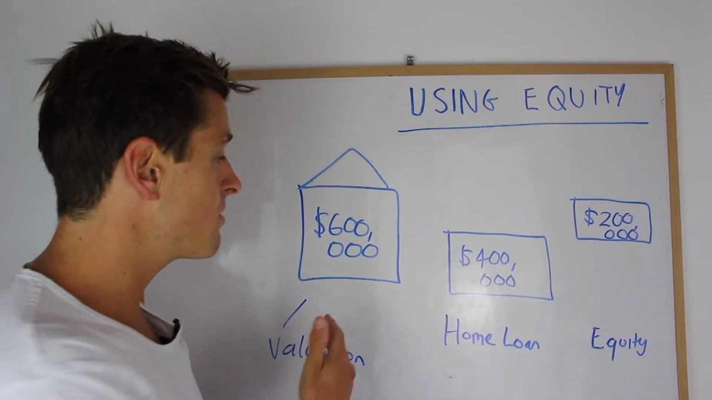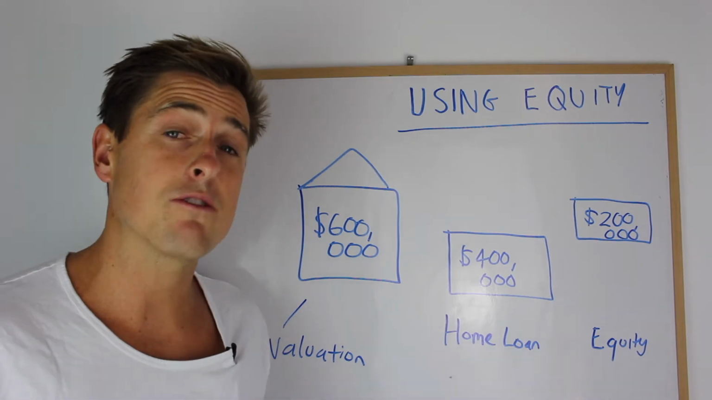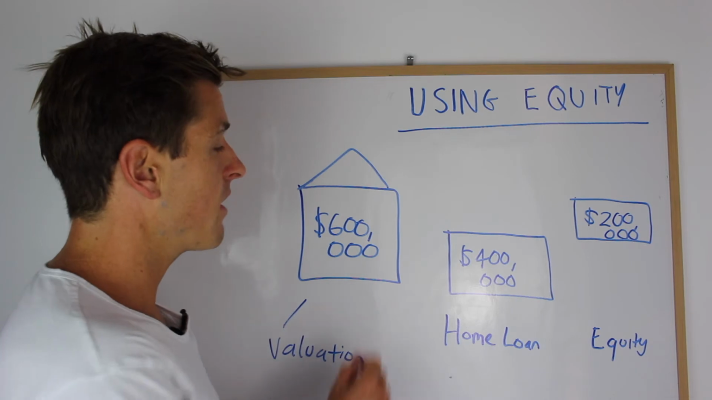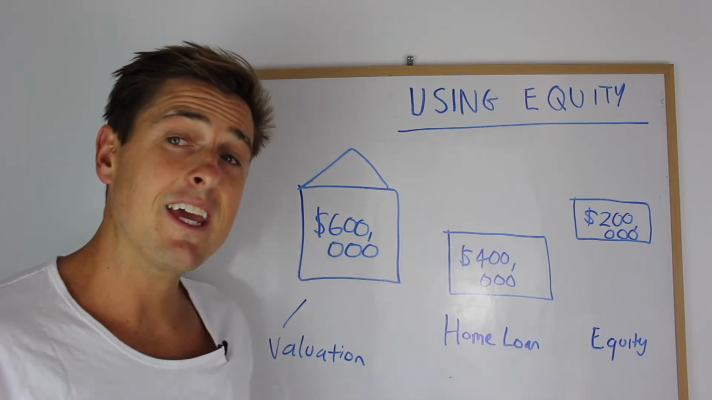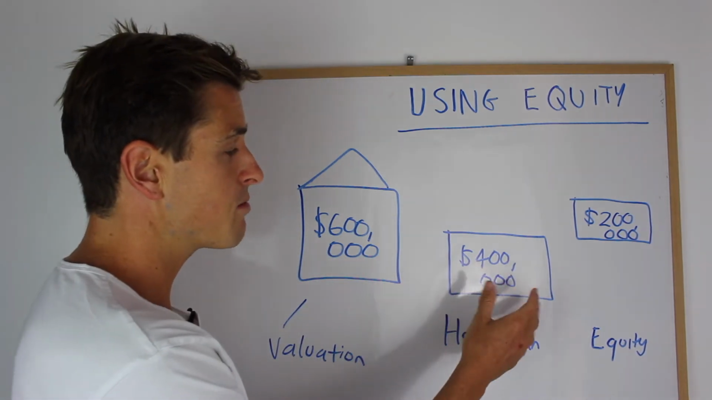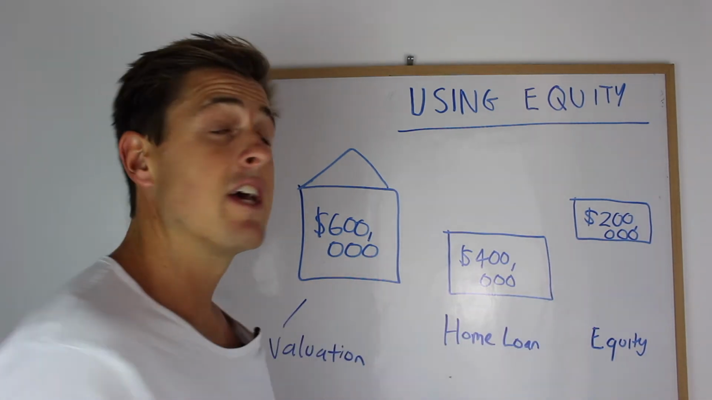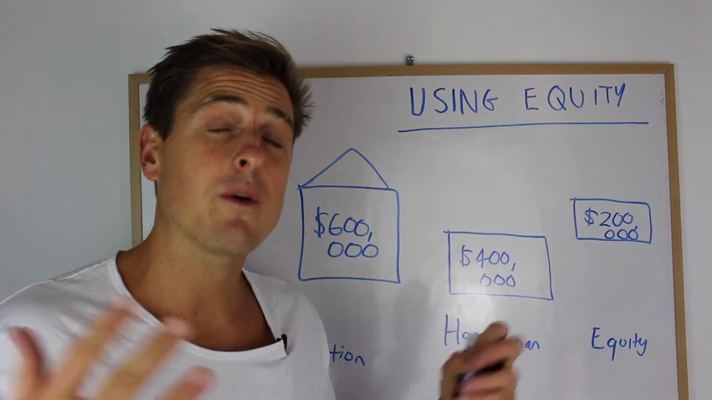Effectively, they will send someone out to your home, or maybe they'll do it just on the desktop online, and they'll value the home at, let's say, the 600K. Then your mortgage broker and bank know that you owe the $400,000 on it, which means you have $200,000 of equity in total.